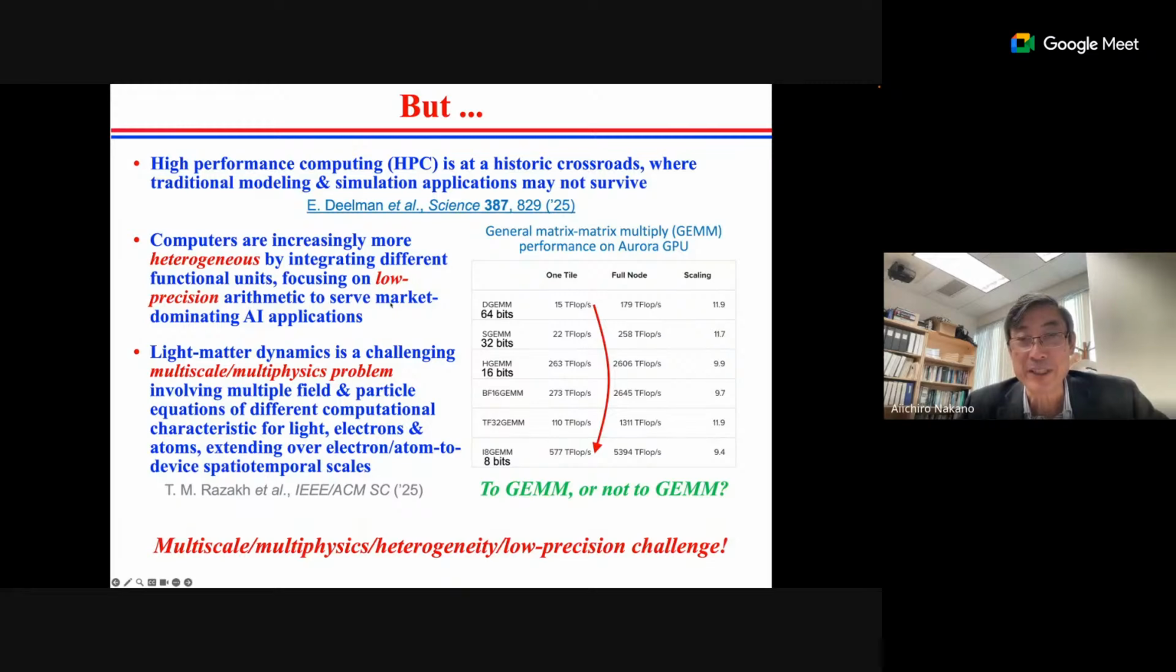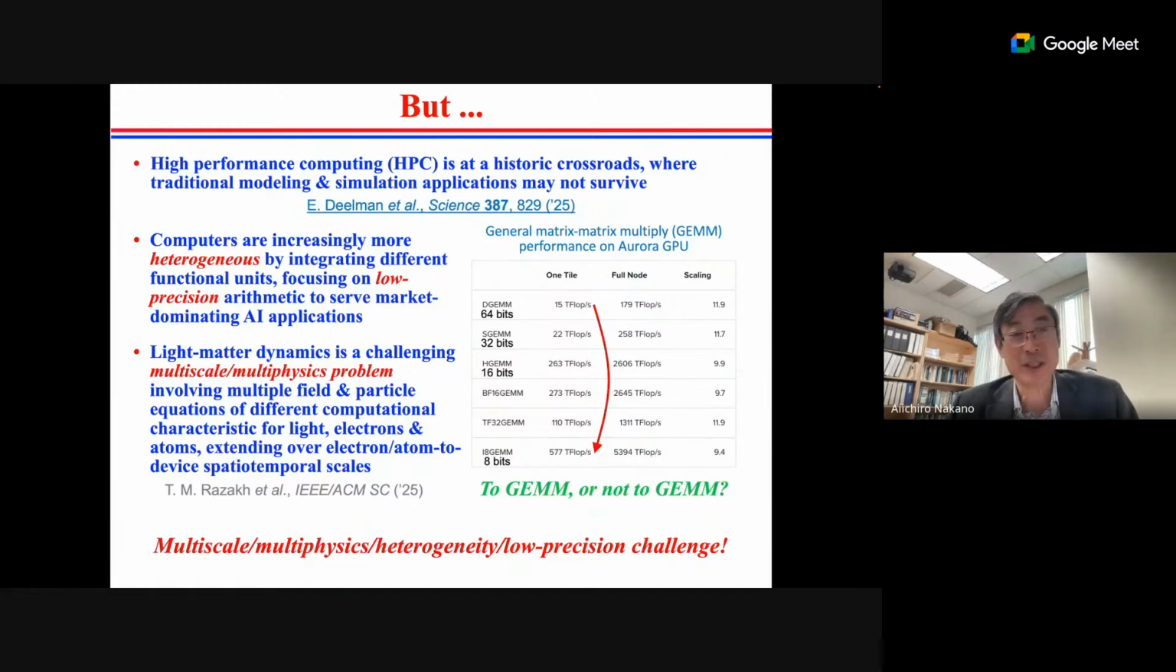First of all, to begin with, the application has to be a general matrix multiply, or GEMM, to get any performance benefit. In addition, we need to take advantage of low precision like single precision, half precision, or even 8-bit to get high flops performance. So now our application scientists joke that to survive, the question is to GEMM or not to GEMM.